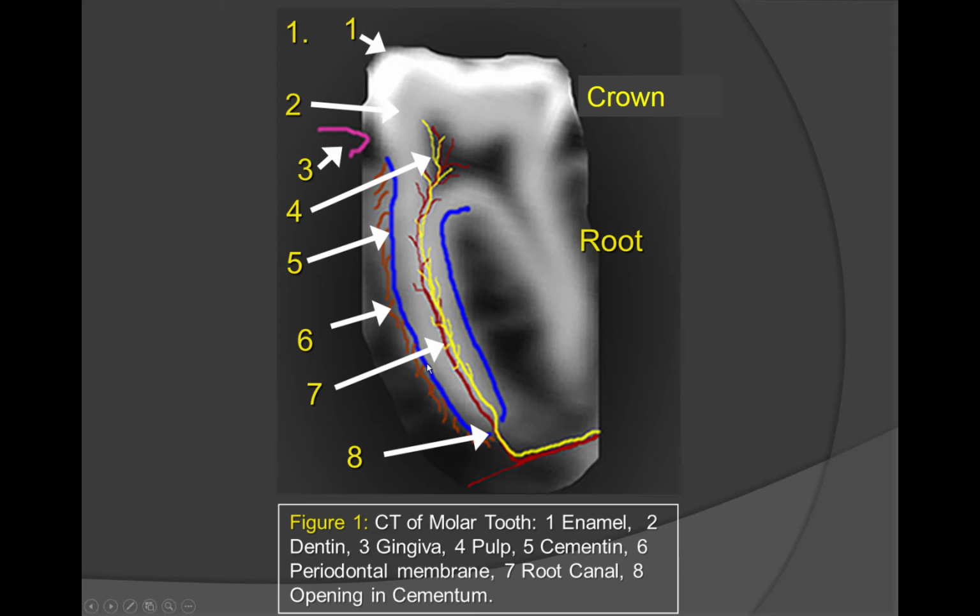The extension of the pulp within the root is called the root canal. The root canal connects with the alveolar ridge via an opening at the tip of the root. The tooth's nerve and blood supply enter the pulp from the alveolar ridge through this opening in the cementum.